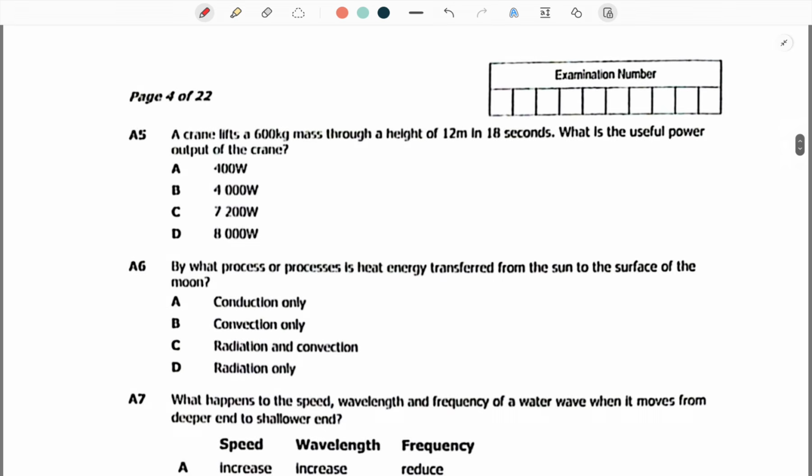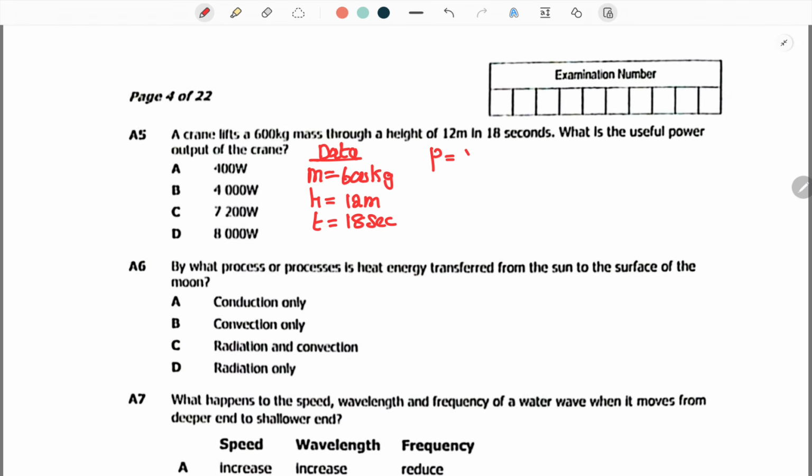A crane lifts a 600 kg mass. So from our data, we have the mass of 600 kg, through a height, so the height is actually 12 meters. Then the time is 18 seconds. Then they say, what is the useful power output?